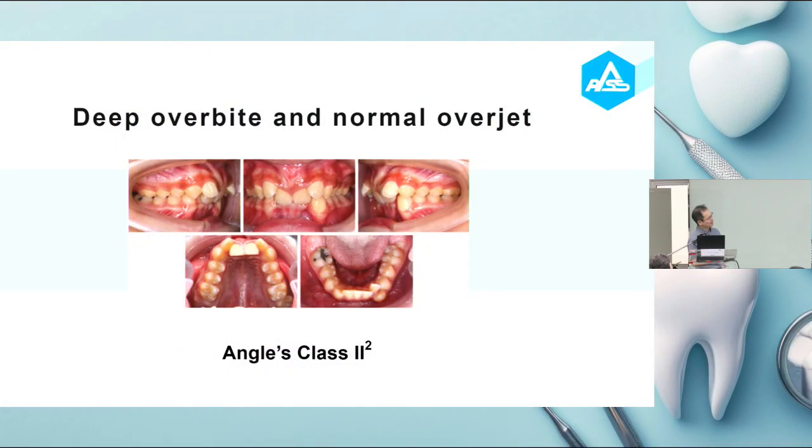Sometimes the tongue can restrict the over-eruption of the lower incisors in some class 2 cases. Sometimes a deeper overbite can be accompanied by a normal overjet. This is seen, for example, in Angle class 2 division 2 cases.